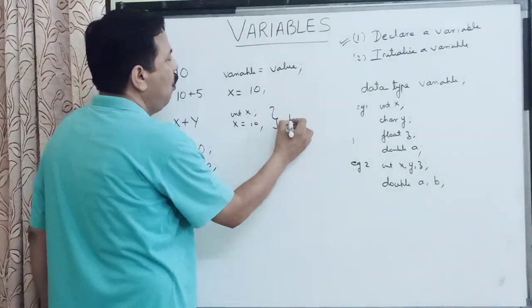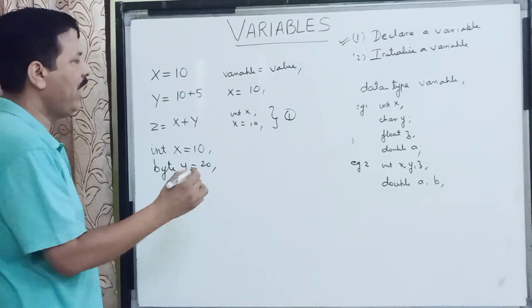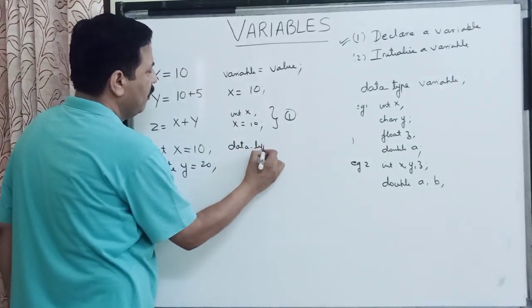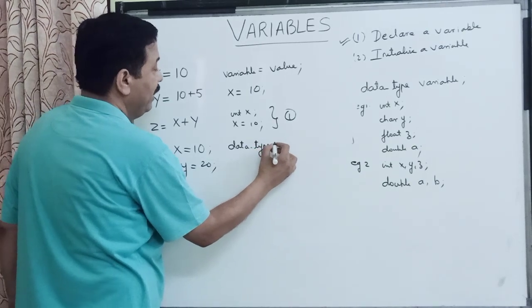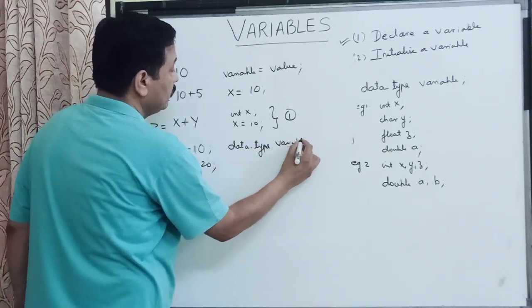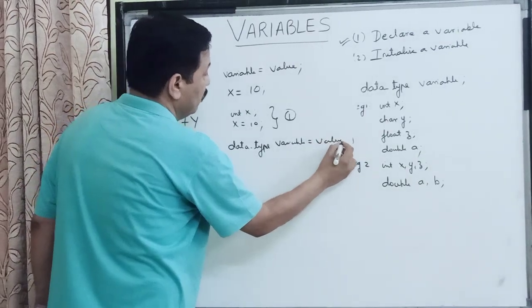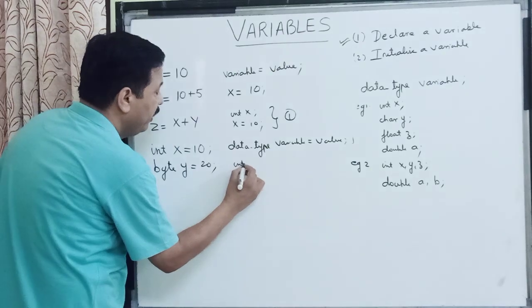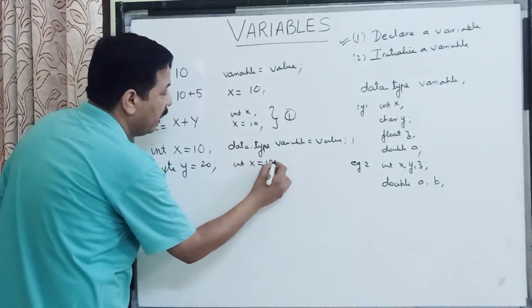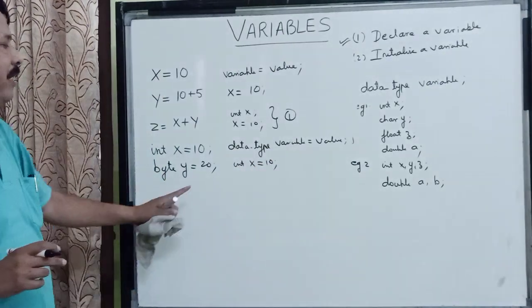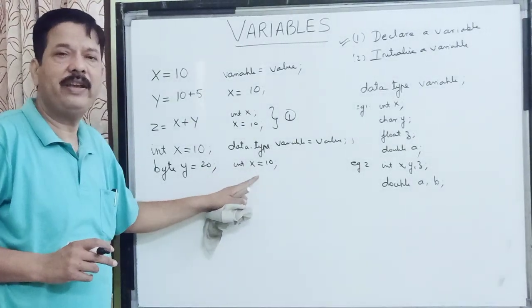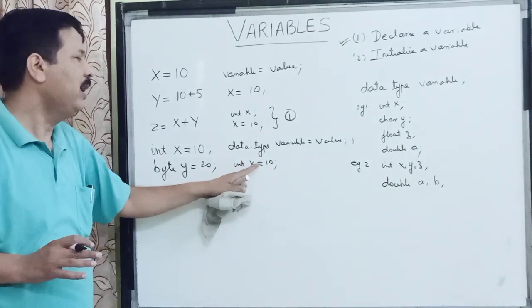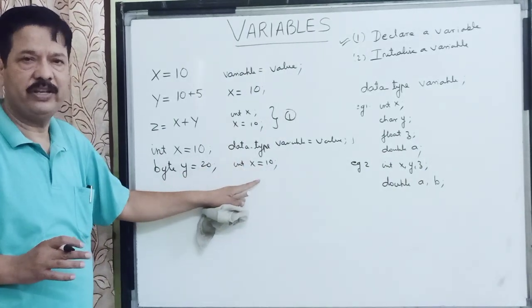Now children, there is one more way of declaring and initializing a variable where I combine both of them into one statement. And that I do like this. The syntax is data type, whatever data type we want to declare a variable, then we have variable, and then we have value. If I want to combine both these statements, int x is equal to 10. Here what I have done, children, I have declared as well as initialized my variable in a single statement. This is a declaration as well as initialization.